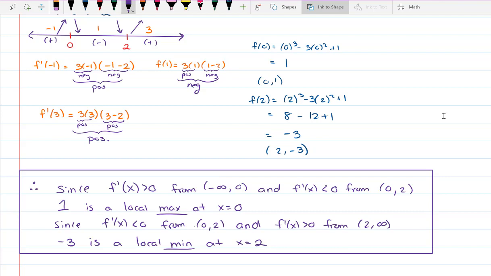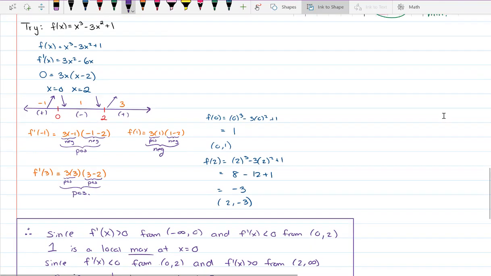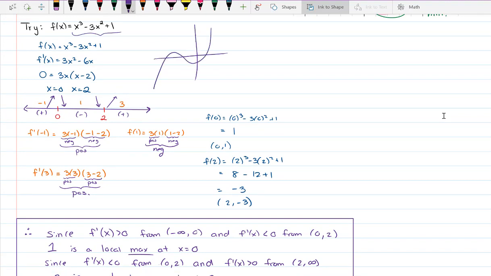Now we have to check for absolute maxes and absolute mins. So let's go back to our original function, which is x cubed minus 3x squared plus 1, which we know is going to look something like this. So because the range is negative infinity to infinity, we don't have any absolute maxes or absolute mins.